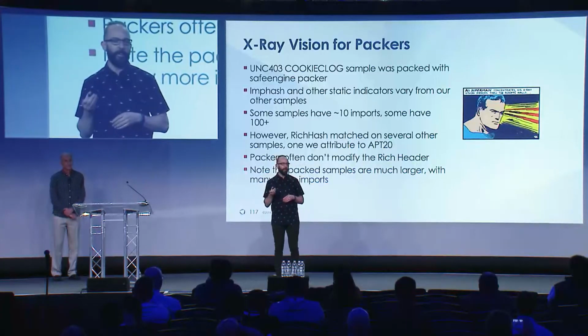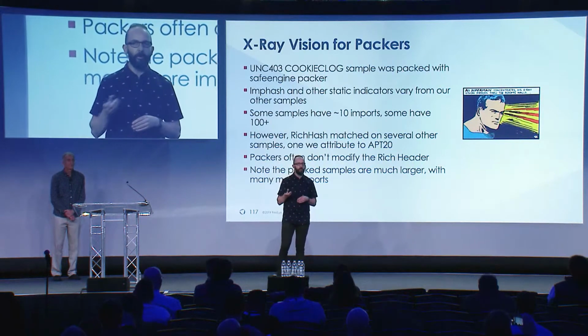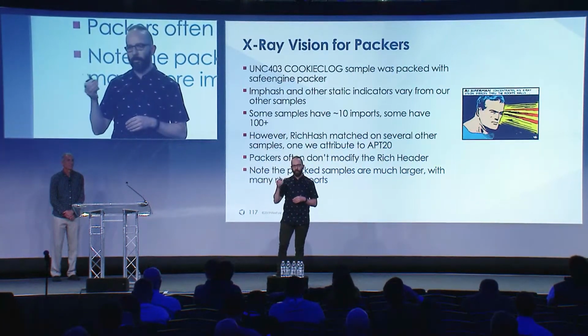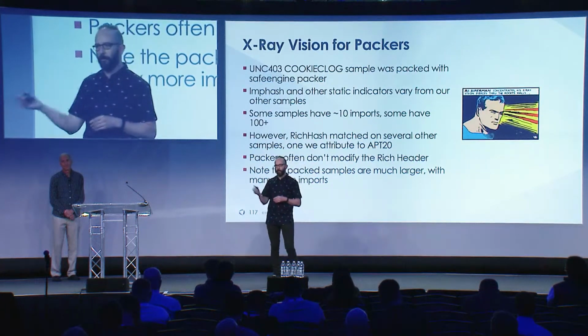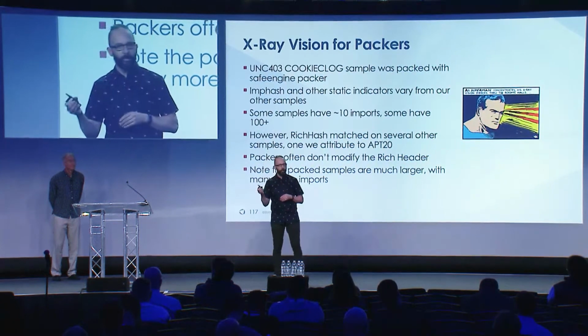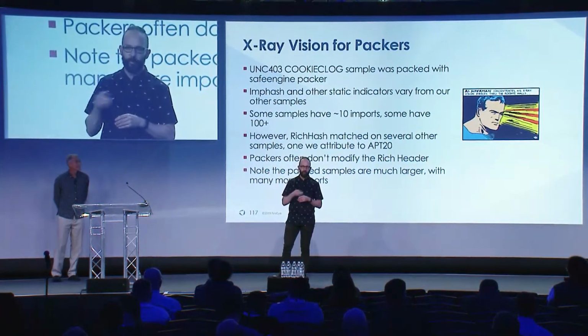One other really neat thing about rich headers is that there's a lot of packers out there that will do all sorts of things to obscure the file content and strings and make the sample look nothing like the original unpacked sample. Quite a few of them, however, don't actually touch the rich header at all. So we were looking into a UNC403 sample of CookieClog, which is a family we've traditionally seen used by APT20. It was much different though.